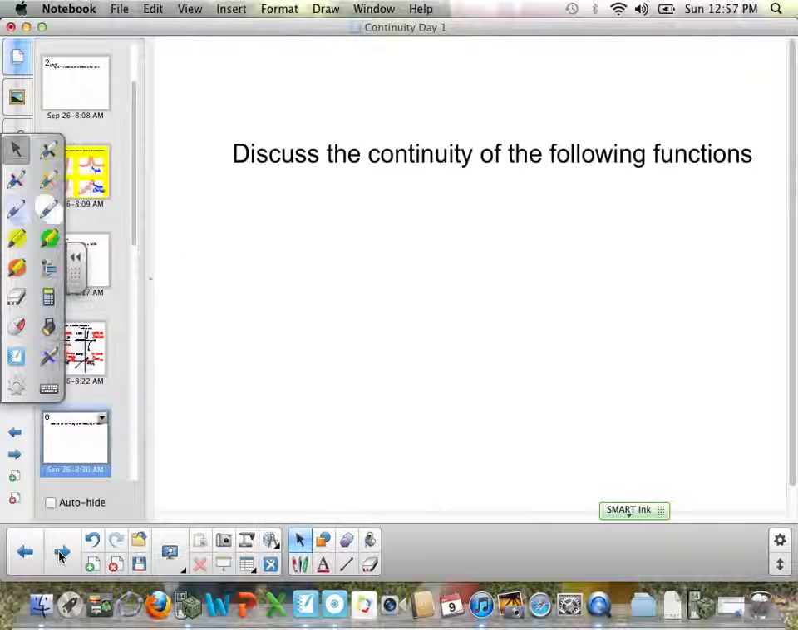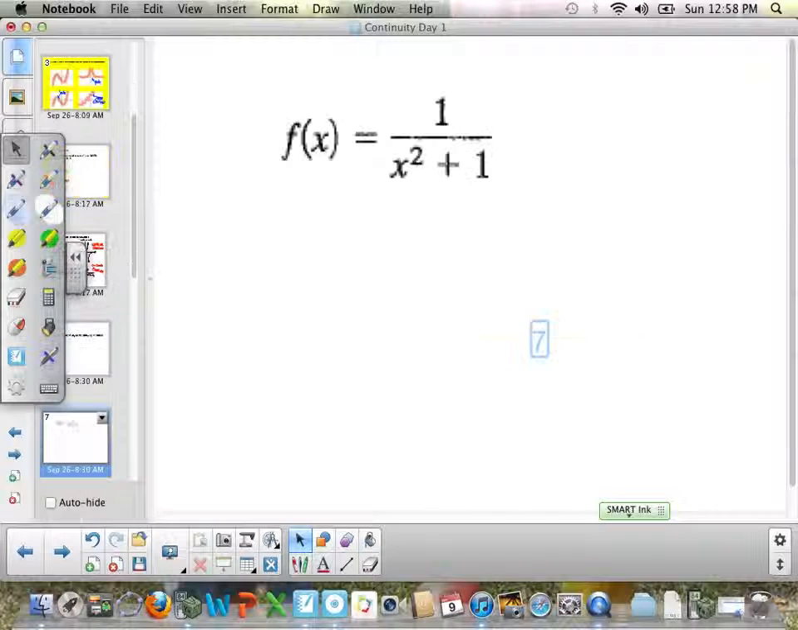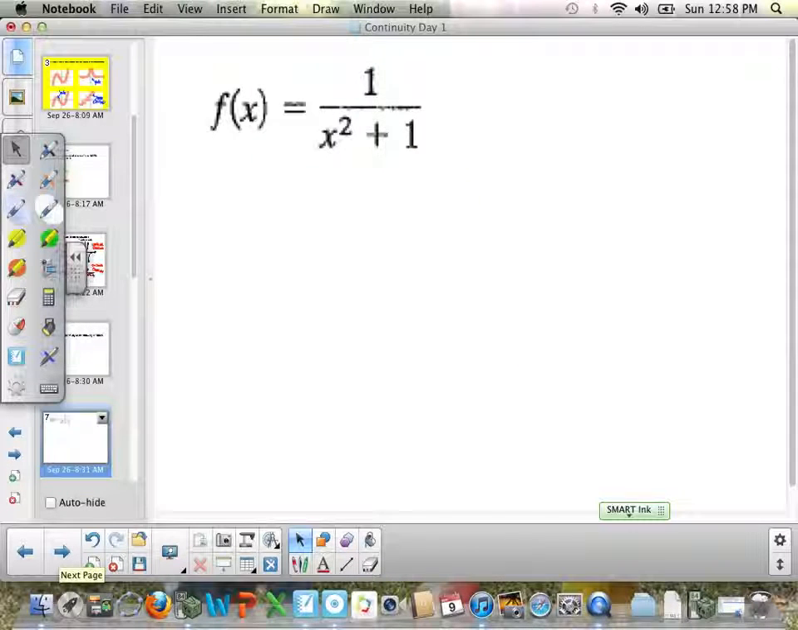Okay, so now we're going to discuss the continuity of a couple functions. And we're going to base our discussion on the 3 points. Does the function have a limit? Does the function exist? And do those two things agree? So our first one is a rational function. F of x equals 1 over x squared plus 1.